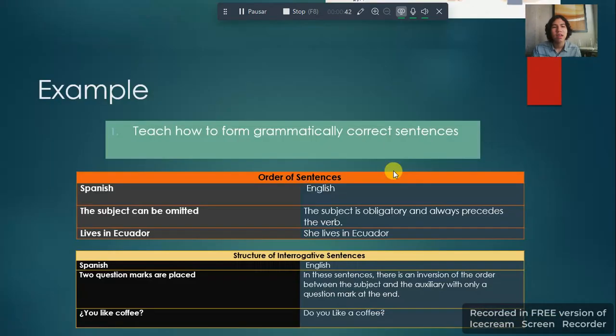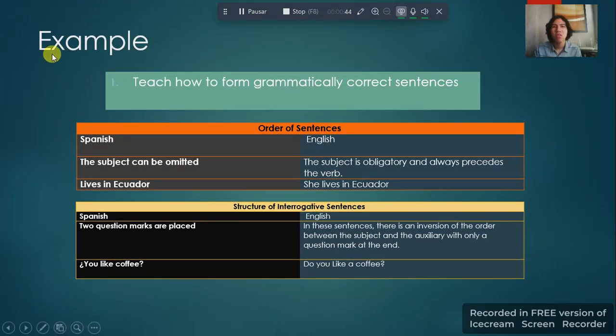With that, I have some examples, because we need to know how to form grammatically correct sentences. We need to remember that Spanish and English have different grammatical rules in the order of the sentences and in the structure of interrogative sentences. In Spanish, the subject can be omitted: "Vive en Ecuador." In English, the subject is obligatory and always precedes the verb: "She lives in Ecuador."